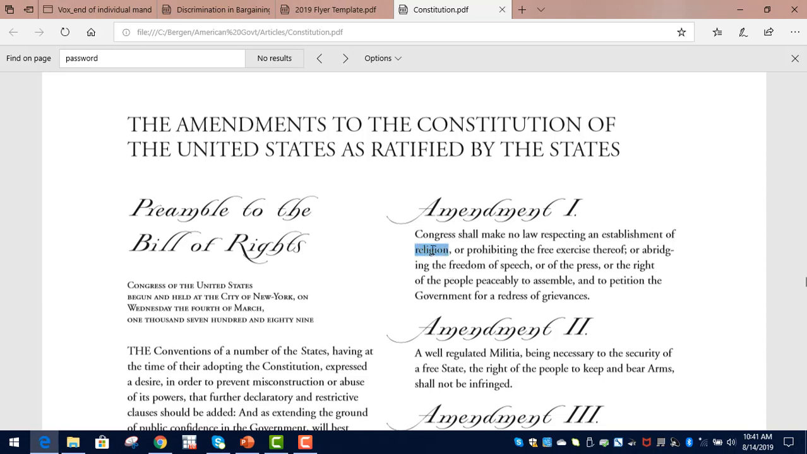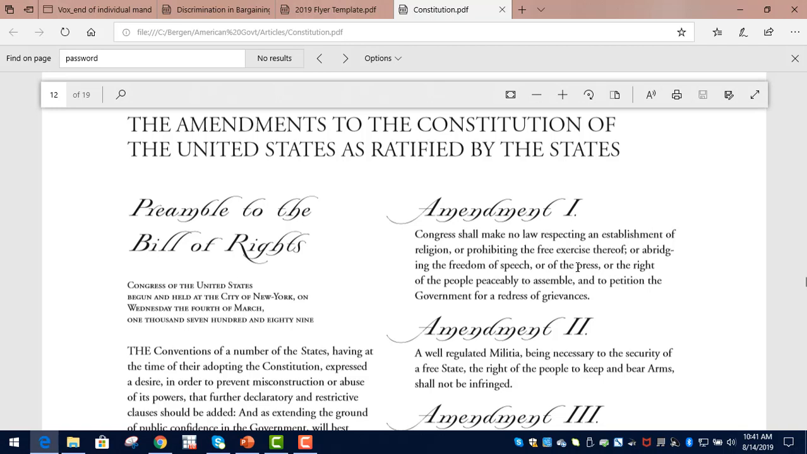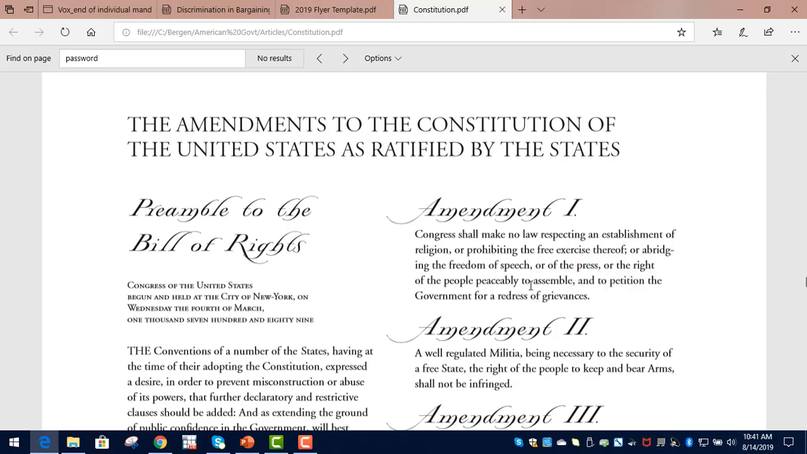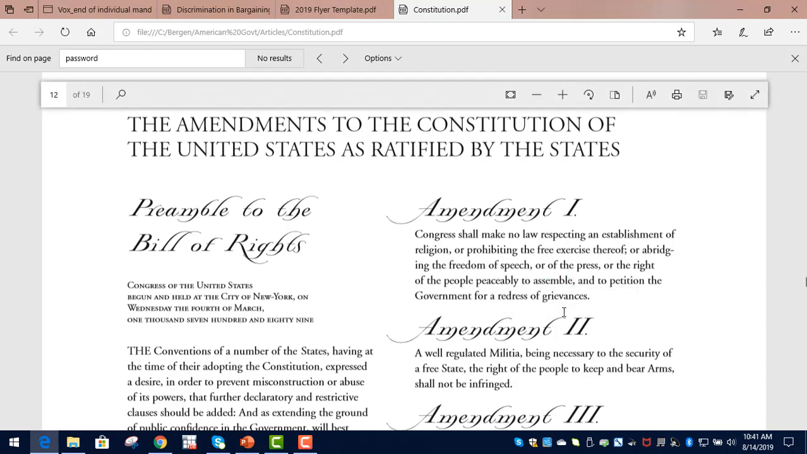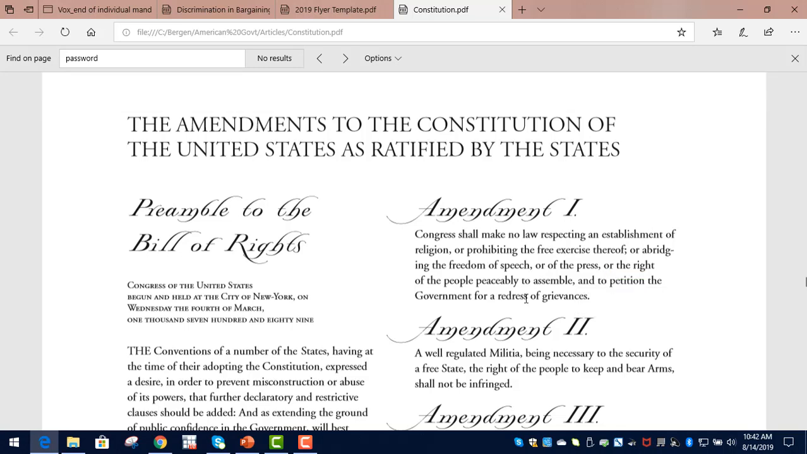Freedom of religion, and that also includes the protection from the government of establishing a religion. We also have freedom of speech. We've got freedom of the press. We've got the right to assemble, and we have the right to petition. The petitions were very useful in the colonies in order to try to get policy passed, so people could express what they thought needed to be done to address their grievances.